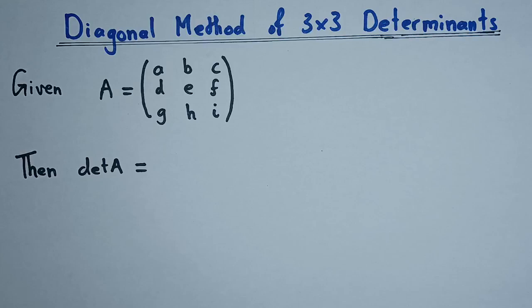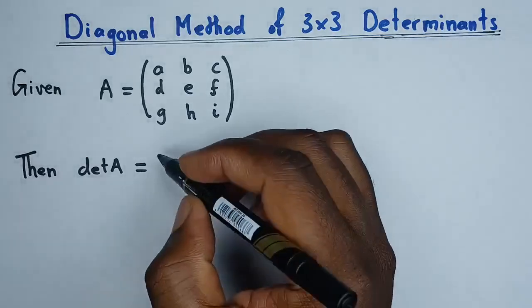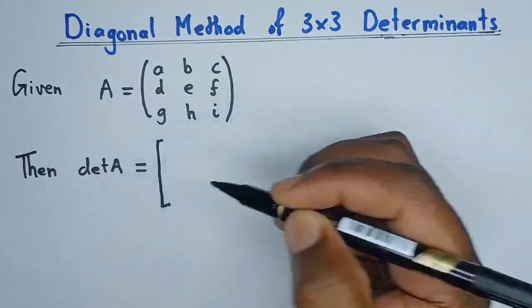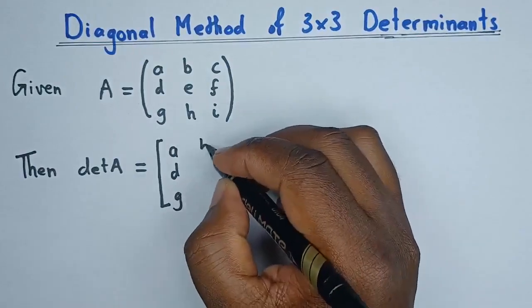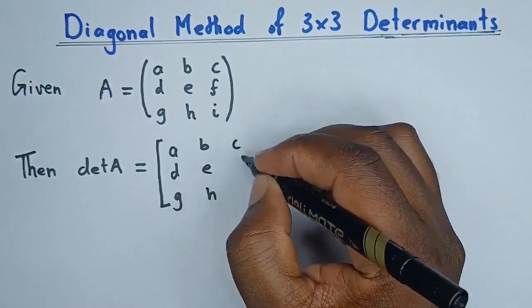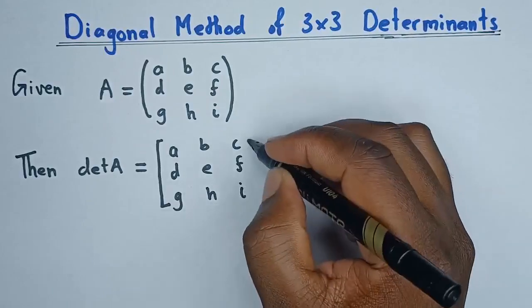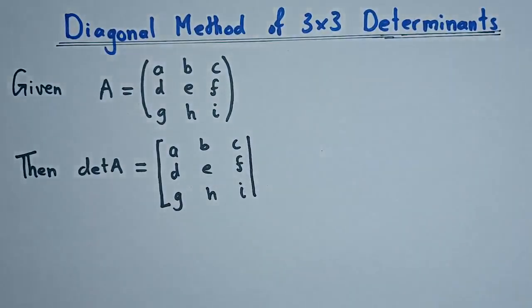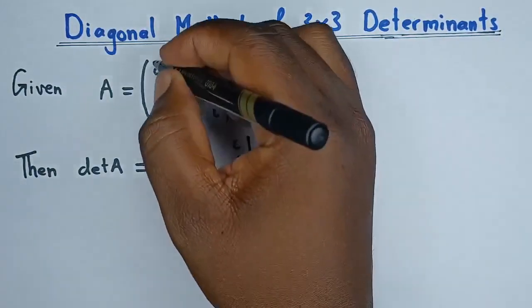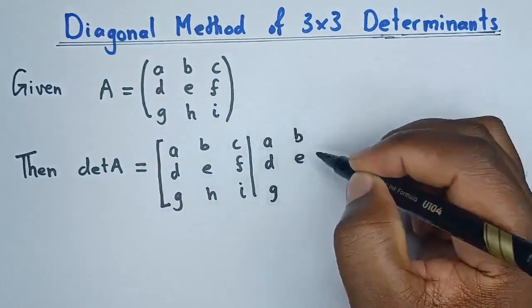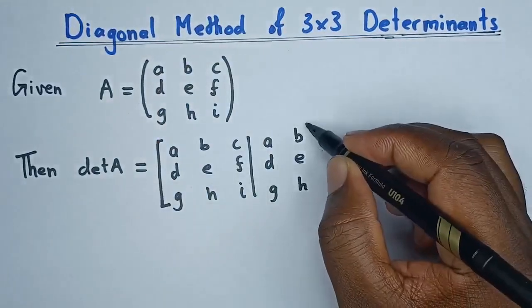Okay, so now, given the matrix A, how do we find the determinant using this method? This is what we do. Let's rewrite matrix A like this. So we have A, D, G, B, E, H, C, F, I. Then let's write the first 2 columns of this matrix. The first 2 columns being A, D, G, which is this one here, and B, E, H, like that. So this is all we need.